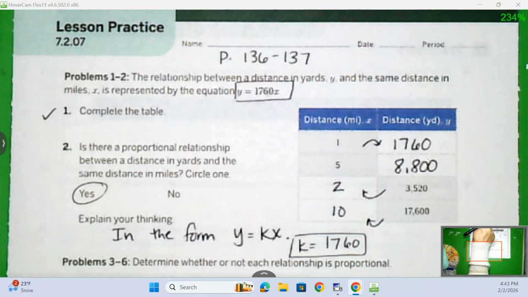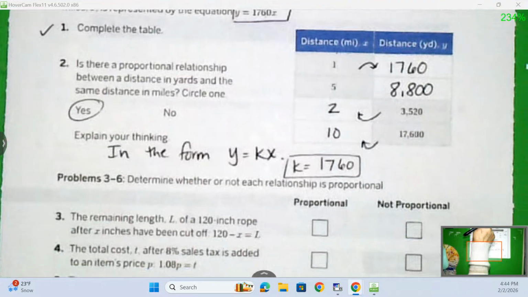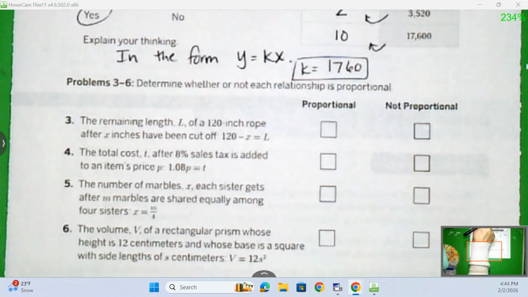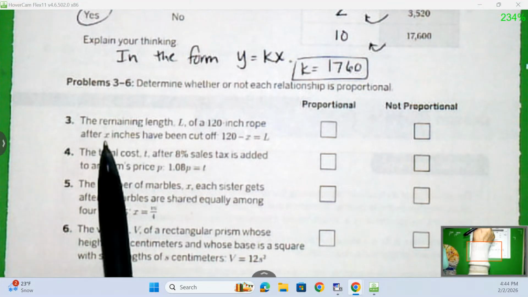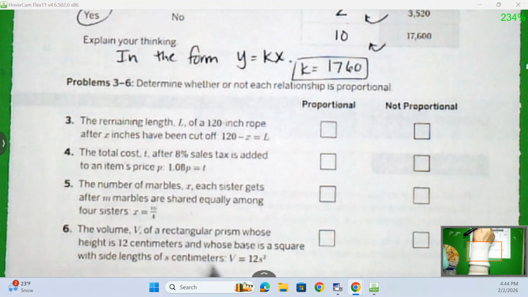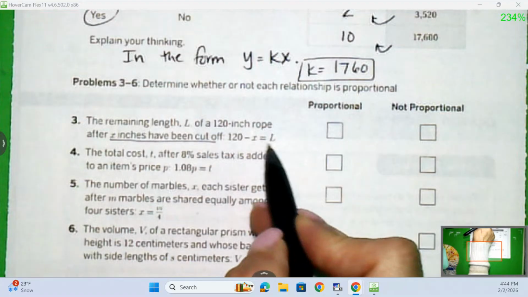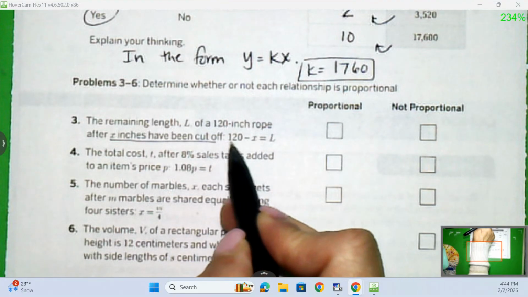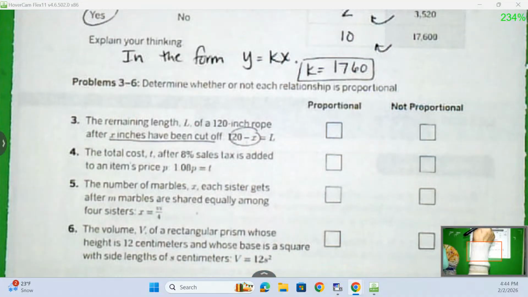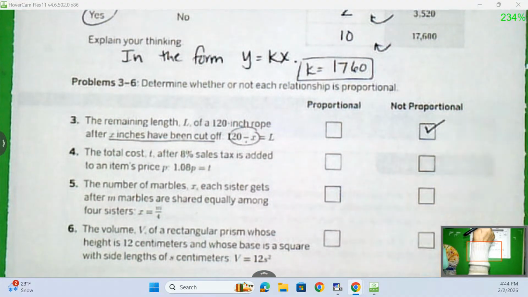Okay, next we have a series of examples, and we have to check whether these represent a proportional or not proportional relationship. It says the remaining length L of a 120-inch rope after x inches have been cut off. L equals 120 minus x. Well, we have a problem here because we have a subtraction problem. That is not in the form y equals kx, so that is not proportional.